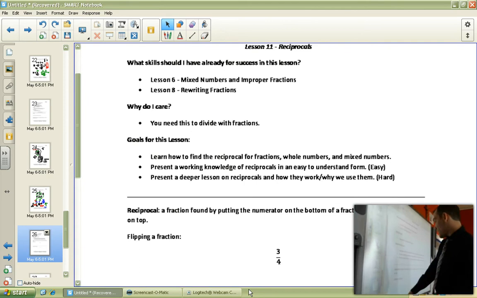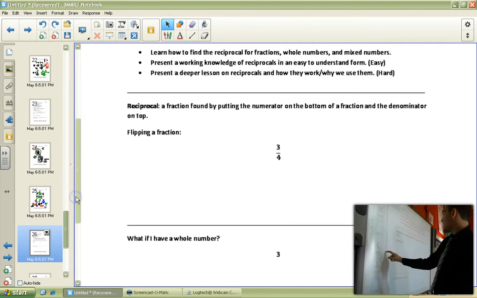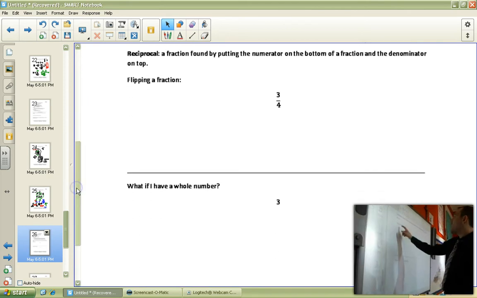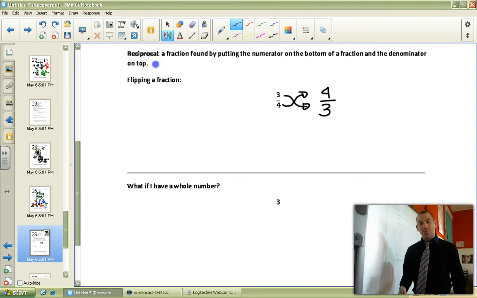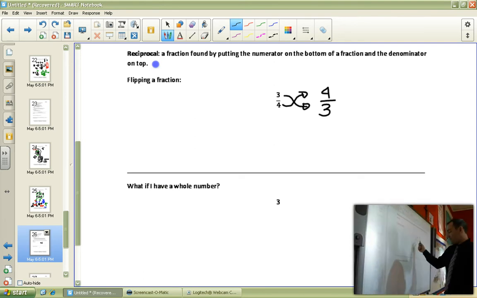Okay, so let's look at the first section. I have a new definition. It says a reciprocal is a fraction found by putting the numerator on the bottom and the denominator on the top. Great. Flipping a fraction, which is really all you're doing. You're going to flip the spots. You're going to bring this denominator up, you're going to bring the numerator down, and you're going to end up with 4/3. Congratulations, you now know what a reciprocal is, and you have found one for a fraction.